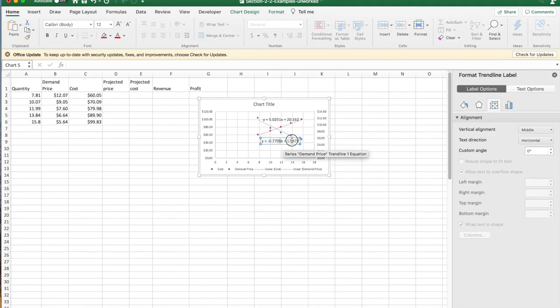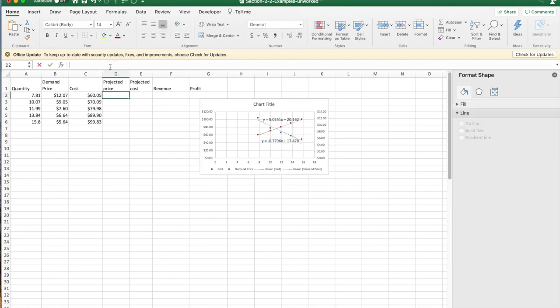I'm going to take the formula for price, paste it in. I need to make it the right format. I get rid of the y equals. I turn x into times A2. That gives me my price.